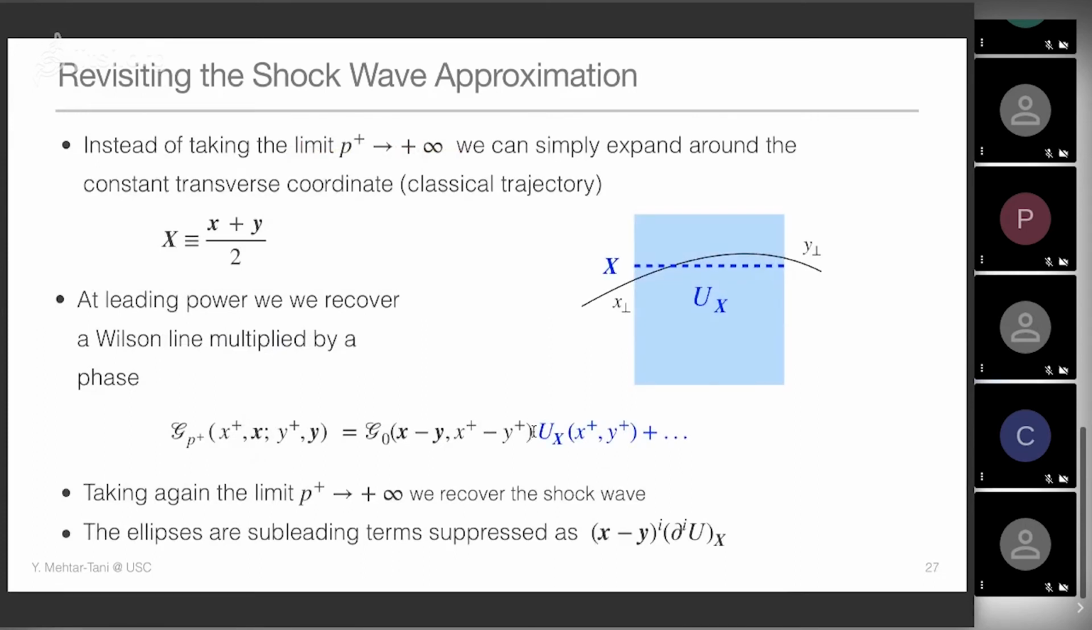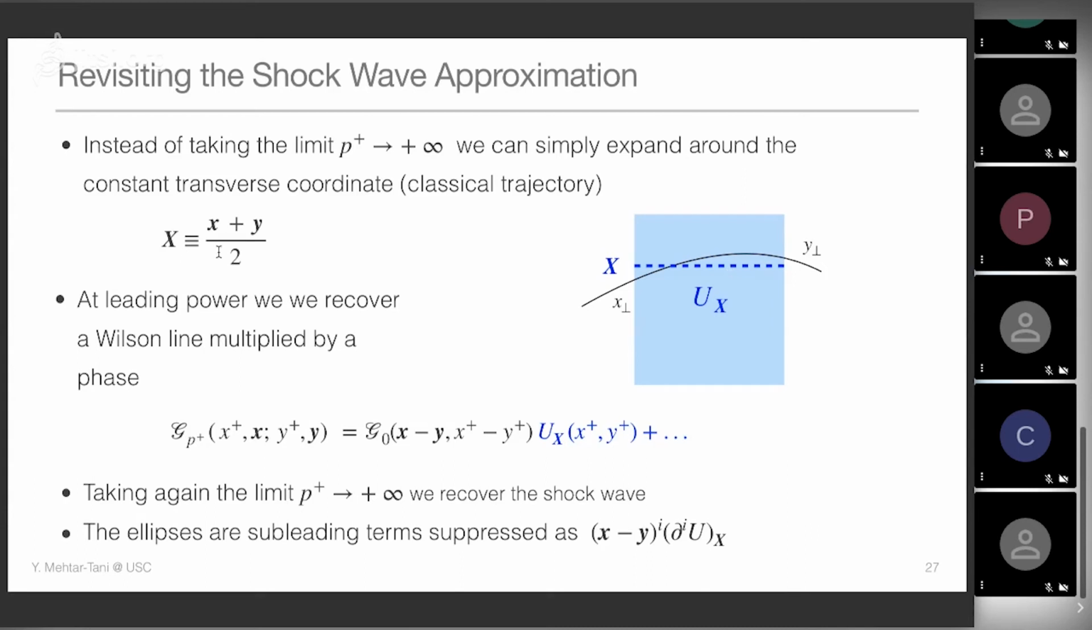So we go back to the shockwave. One of the consequences of the shockwave is that the transverse coordinate doesn't change. All right, so let's take this as a starting point, instead of a consequence of taking p plus to infinity. Let's first assume that the transverse coordinate is constant, and then we perform a twist expansion or gradient expansion around that constant x.